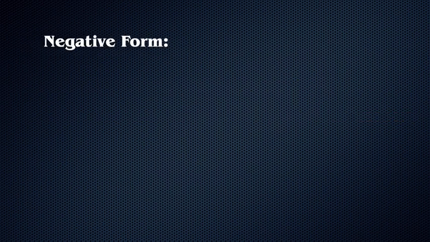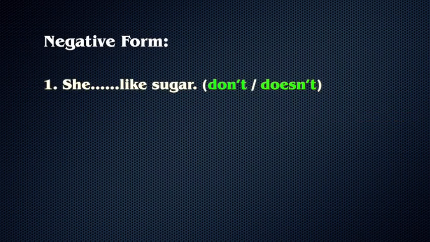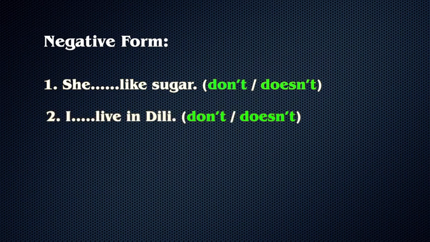For negative form, number 1, she blank like sugar. Which one is the correct answer? Don't or doesn't? Number 2, I blank live in Delhi. Which one is the correct answer? Don't or doesn't?